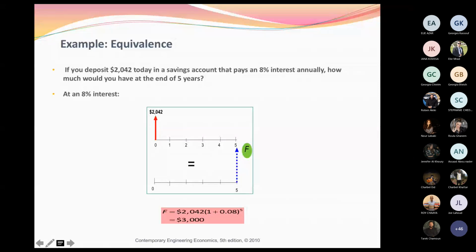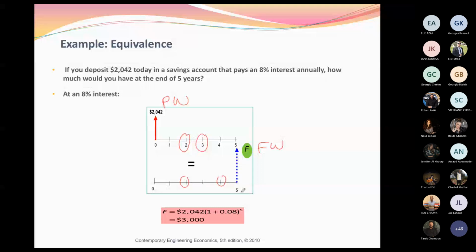Usually when we select a point in time to compare different alternatives, we commonly choose 0 or capital N. At 0 we call it present worth, and at capital N we call it future worth. So this we'll keep calling present worth. This is the future worth. This is the most common, but we can take any small n in between, not only at zero and at capital N.